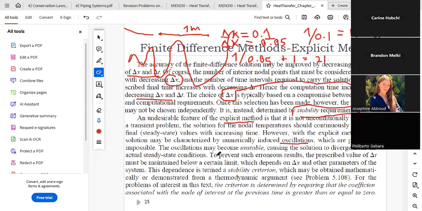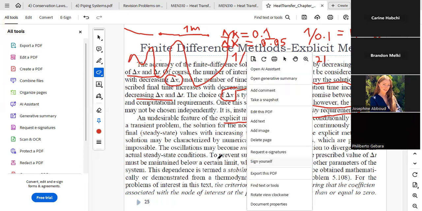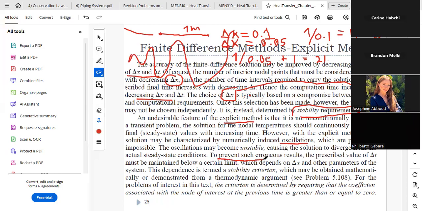To prevent such errors, so these are numerical errors that can lead to divergence. And not any delta t you consider can reach the accurate solution. And we have proved that in this type of equation, in the explicit equation, to prevent such divergence, the prescribed value of delta t must be maintained below a certain limit, which depends on delta x and other parameters of the system.